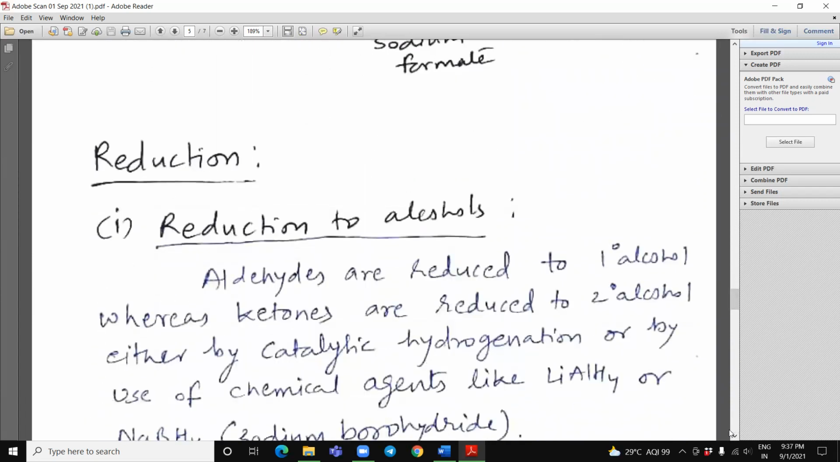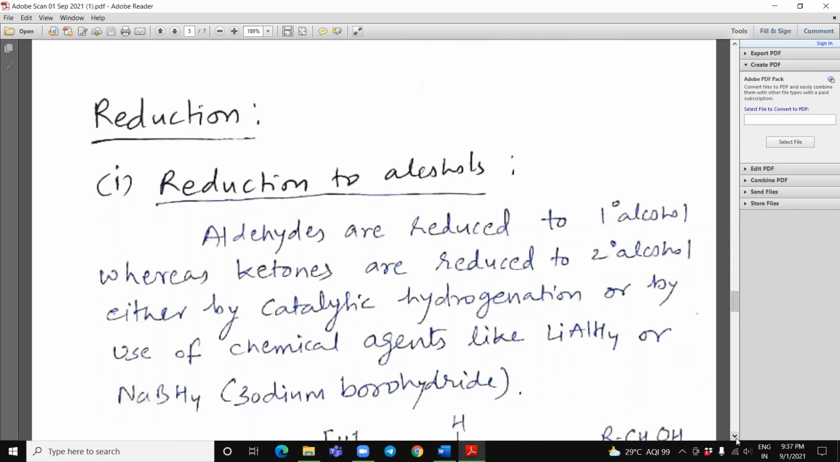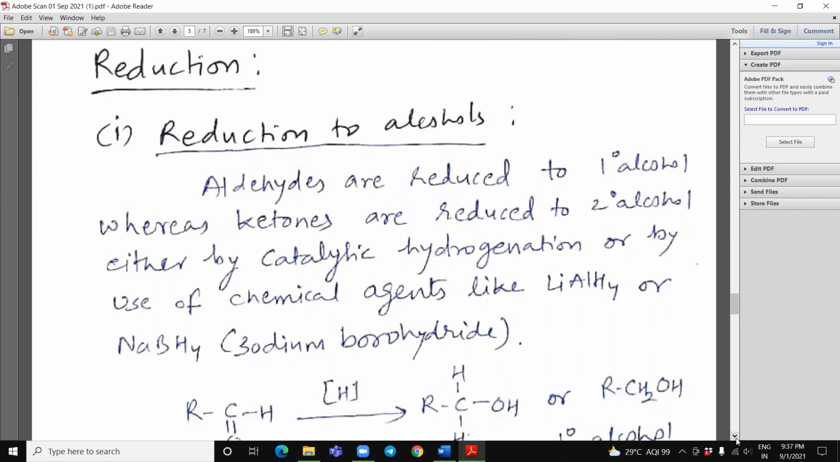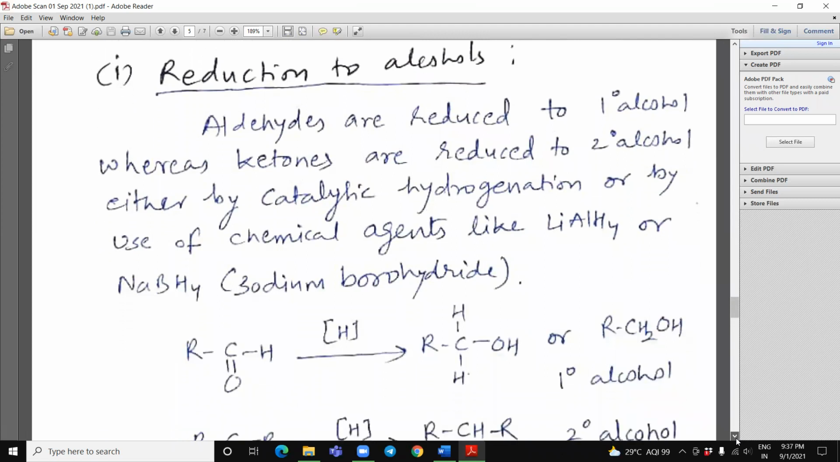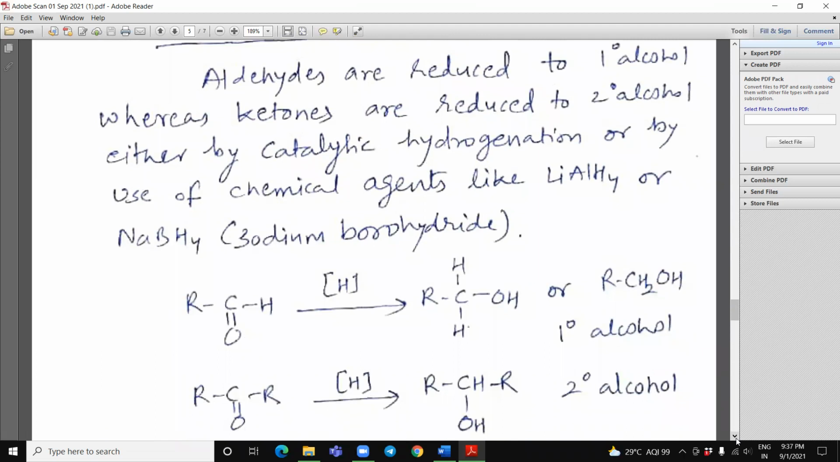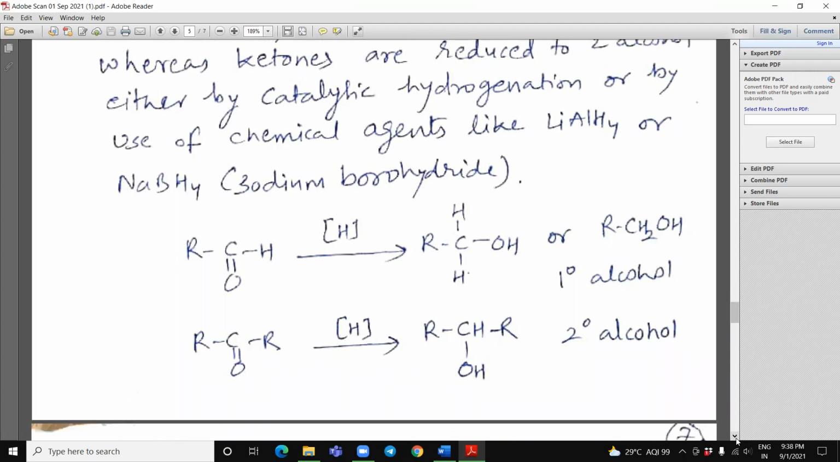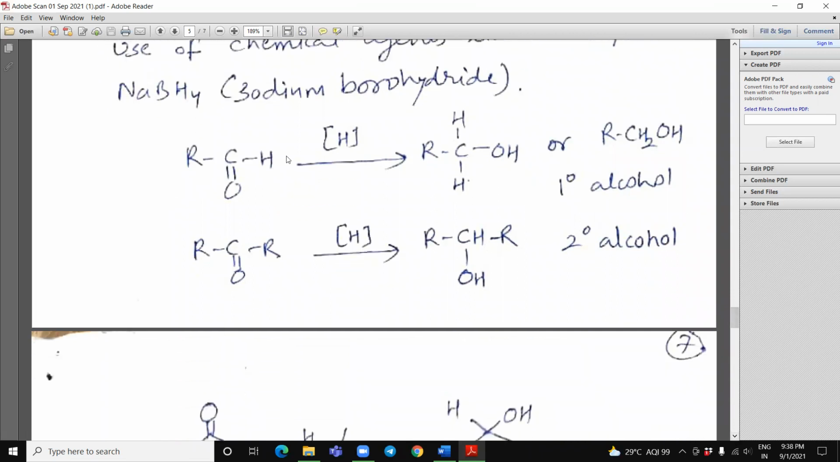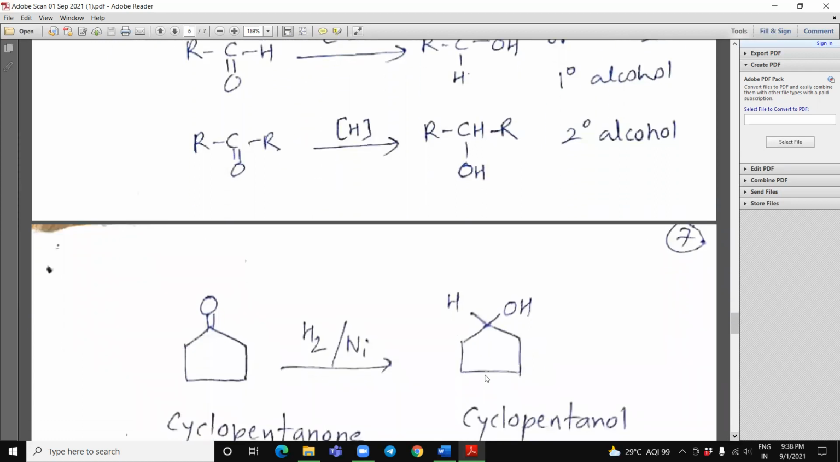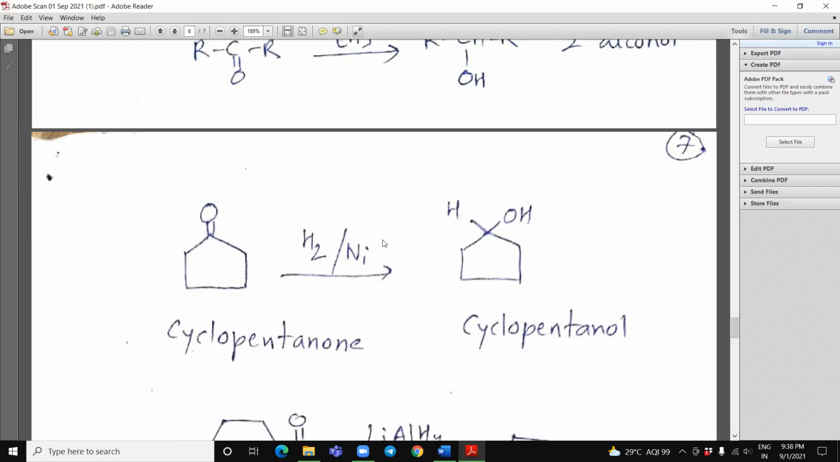Reduction. So aldehydes can be reduced to alcohols. Aldehydes are reduced to primary alcohols, whereas ketones are reduced to secondary alcohols, either by catalytic hydrogenation or by use of chemical agents like lithium aluminum hydride or sodium borohydride. See here, primary alcohol, secondary alcohol, and this cyclopentanone will also convert to this cyclopentanol.